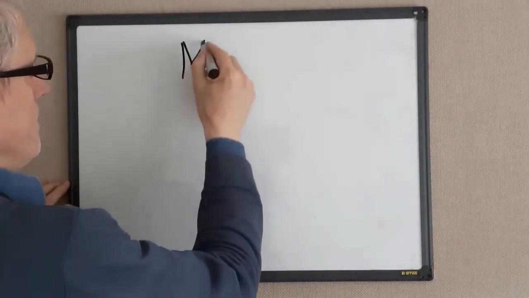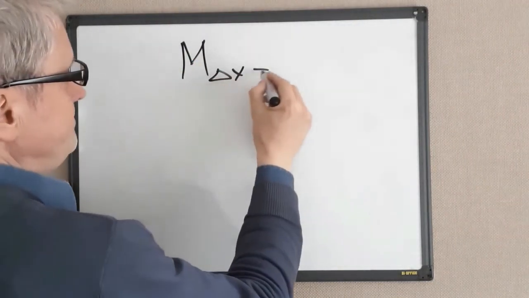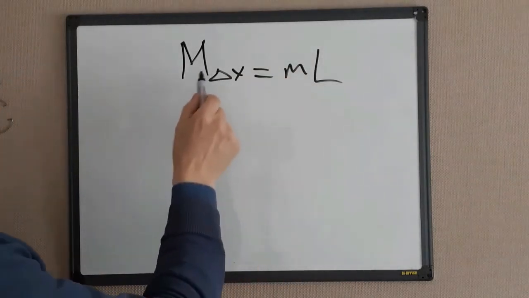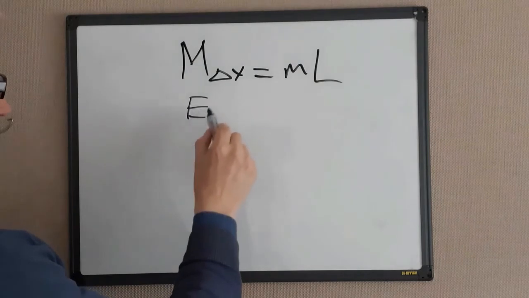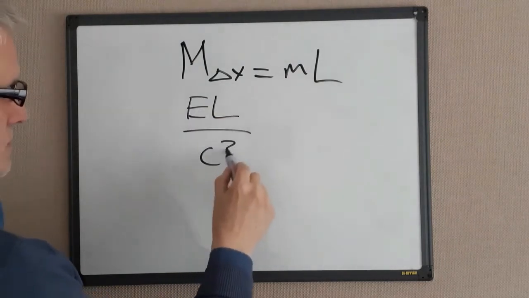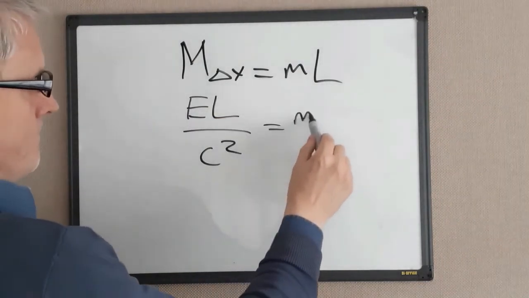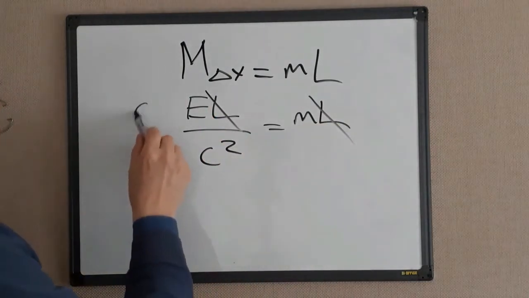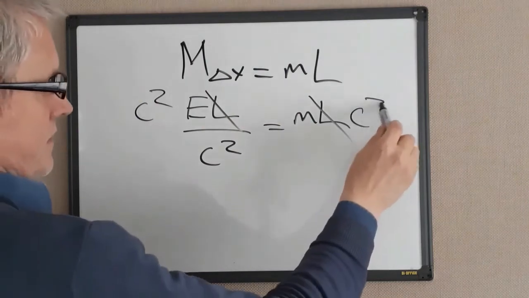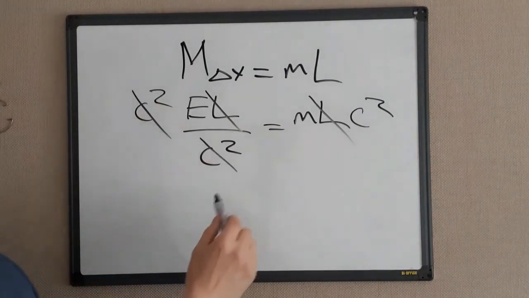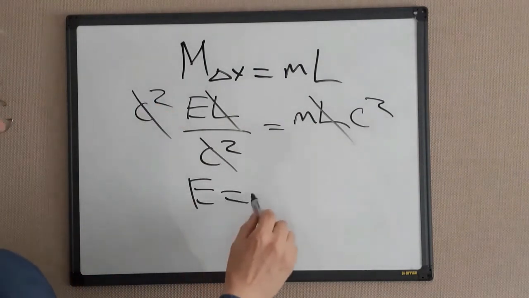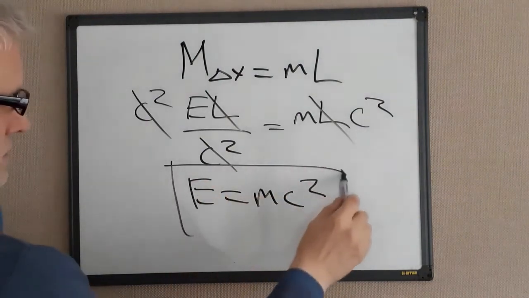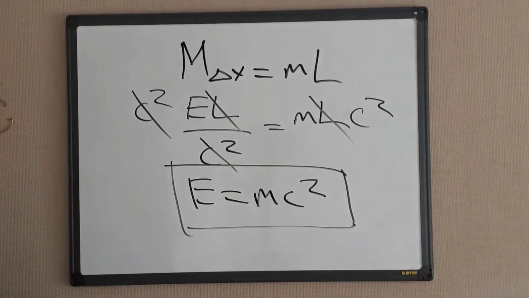So m delta x equals ml, but remember we've already shown that m delta x equals EL over c squared. L cancels on both sides. Multiply both sides by c squared. That cancels with that. E equals mc squared. Purely with classical physics.